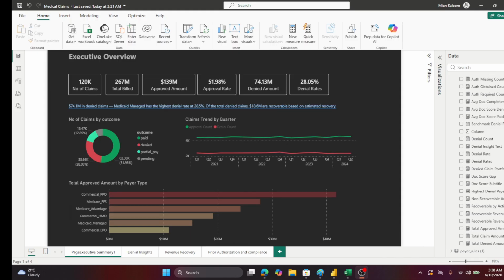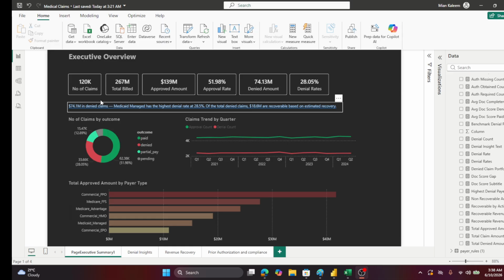Hello viewers, welcome back. In this session we will go through the completed dashboard. So let's begin. This is the first page of the dashboard, the executive summary.